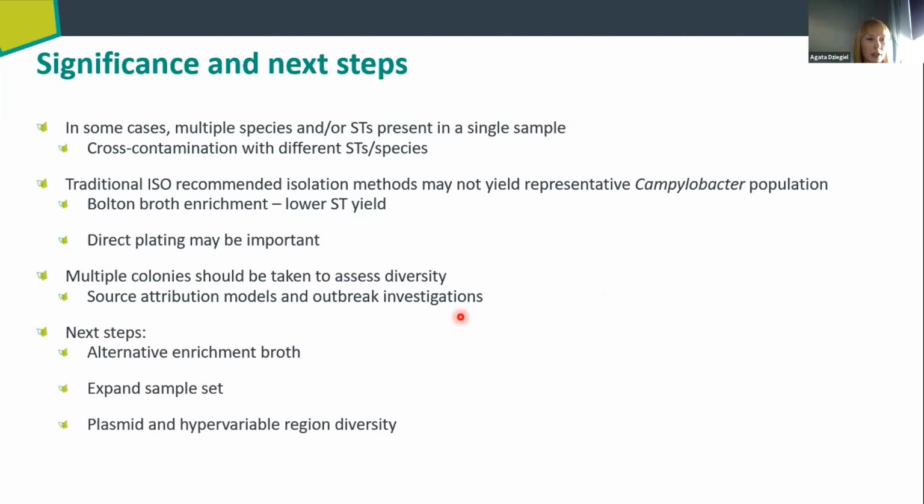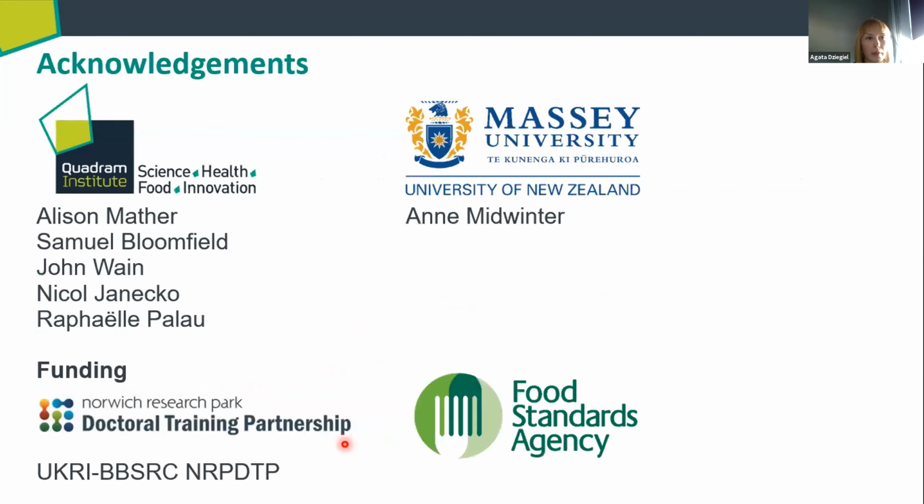And in terms of the next steps, we are looking at incorporating alternative enrichment broths into the workflow to see whether there are any additional sequence types or species that can be identified in comparison to the traditional method. We're also expanding the sample set, and we'll be performing further diversity analyses looking at hypervariable regions and plasmids.